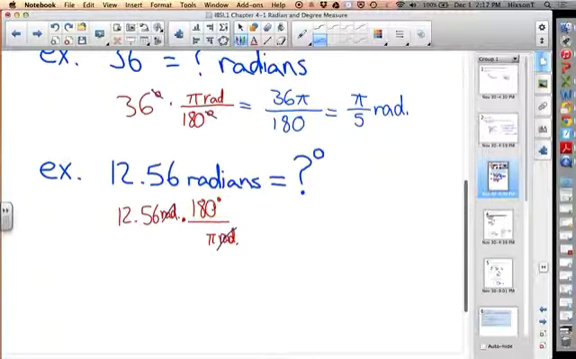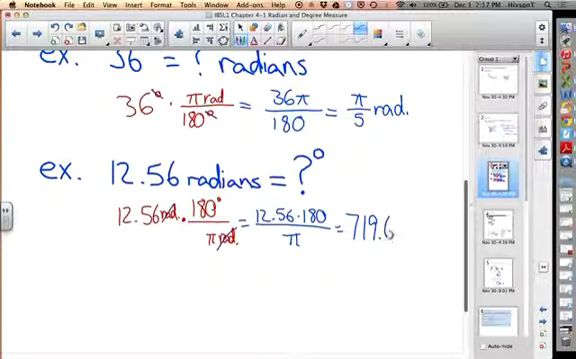Now, when you're converting to degrees, you can go ahead and put it as a decimal. Use the pi button to make sure it's exact. We now have 12.56 times 180 over pi, and that gives us 719.6 degrees.